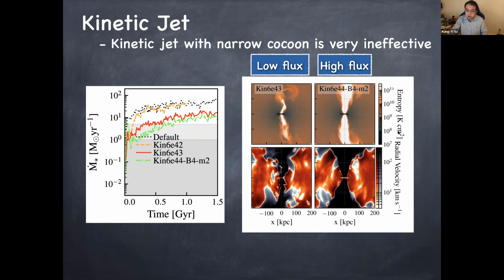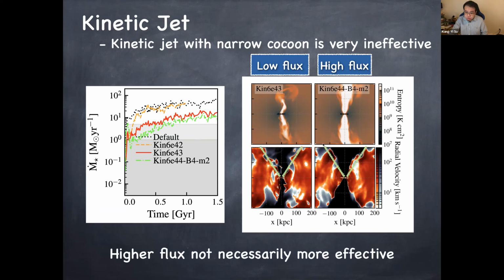If you look at the morphological plot, the entropy profile and the radial velocity profile, the black is outflowing and the red is inflowing, in both the low energy flux kinetic jet and the high energy flux kinetic jet case. So you can roughly quantify how wide the jet cocoon is, since it separates the inflowing and outflowing gas. And as you see, if you're injecting more energy, that does not necessarily make the jet cocoon much wider, and it will not necessarily be more efficient, even if you inject 2 orders of magnitude more energy.